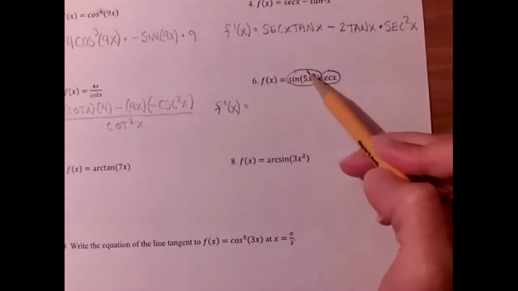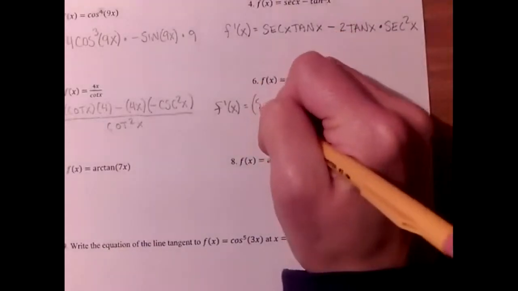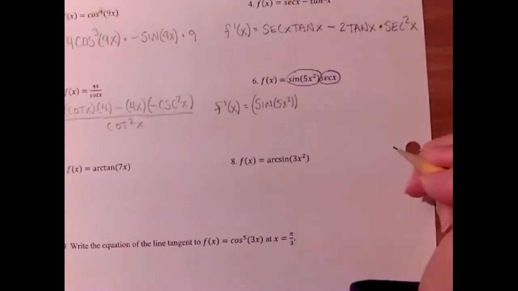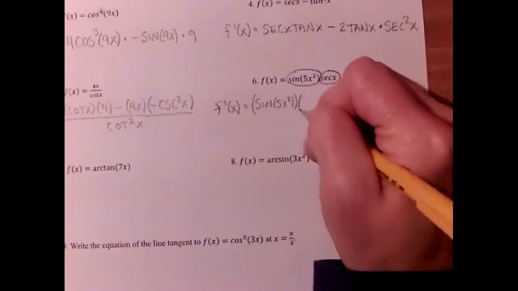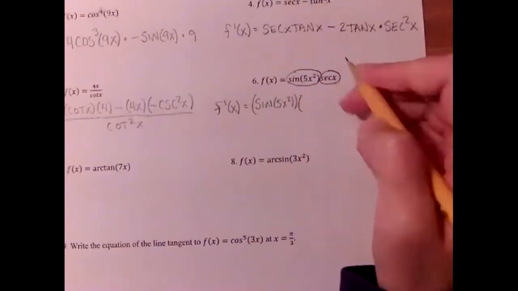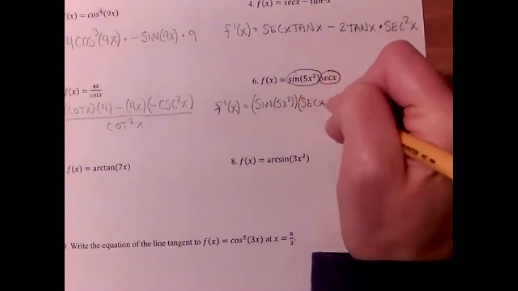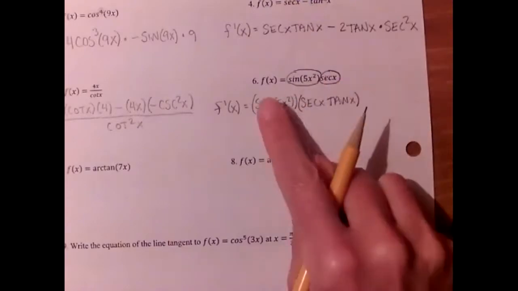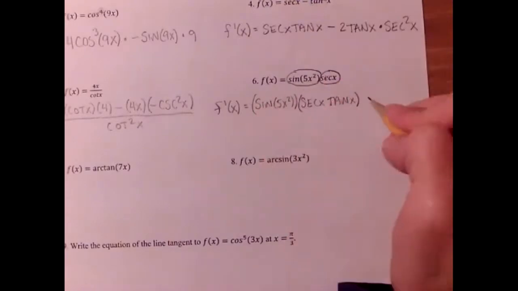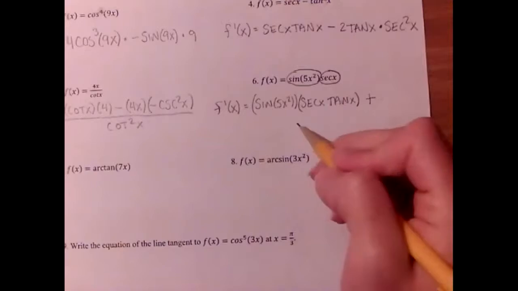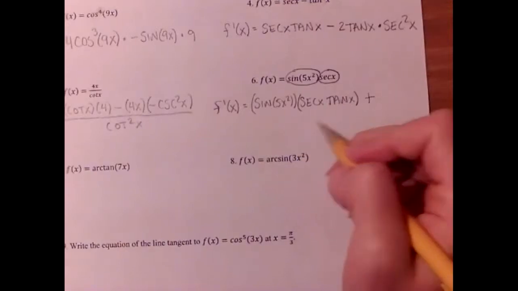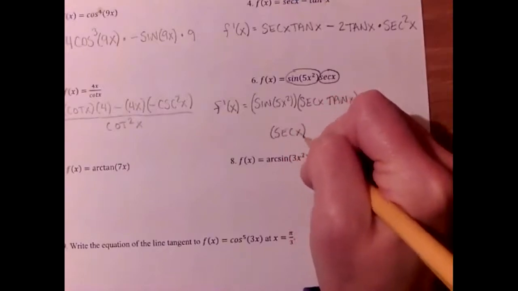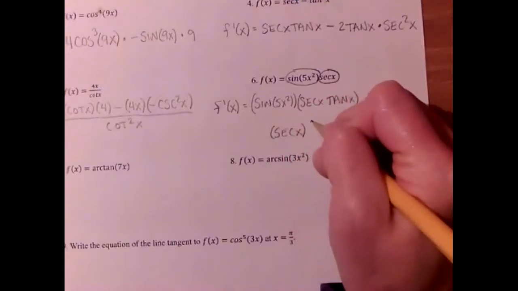So product rule is the first thing. So that'll be sine of 5x squared times derivative of the second. So derivative of secant is secant tangent. So that's first times derivative of the second plus, I'm not even going to try to make this fit. I'm just going to come down to the next line. This is plus the second thing times derivative of the first.